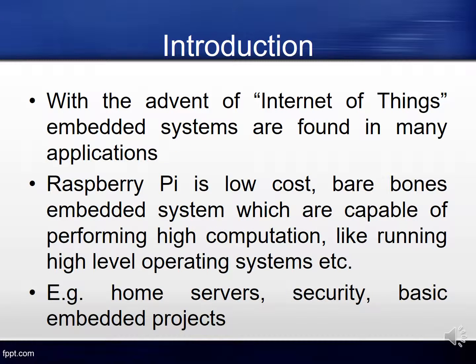With the advancement in technology like Internet of Things, embedded systems are increasingly being used in numerous applications. Raspberry Pi is a low-cost, bare-bone embedded system capable of performing high computation like running high-level operating systems. Examples of Raspberry Pi use include home servers, security, and basic embedded projects for educational purposes.